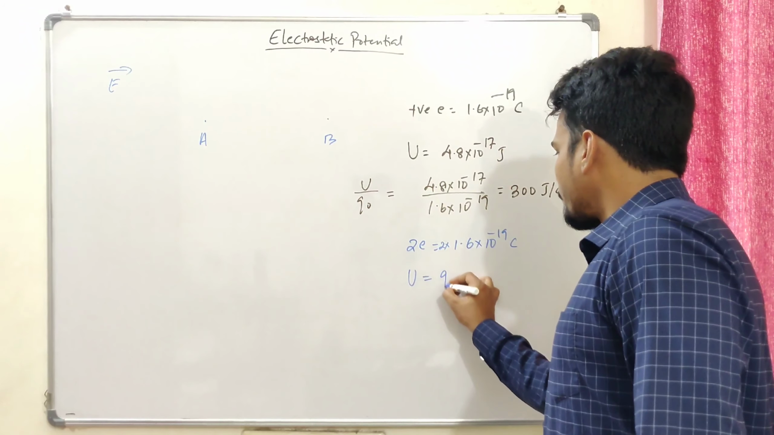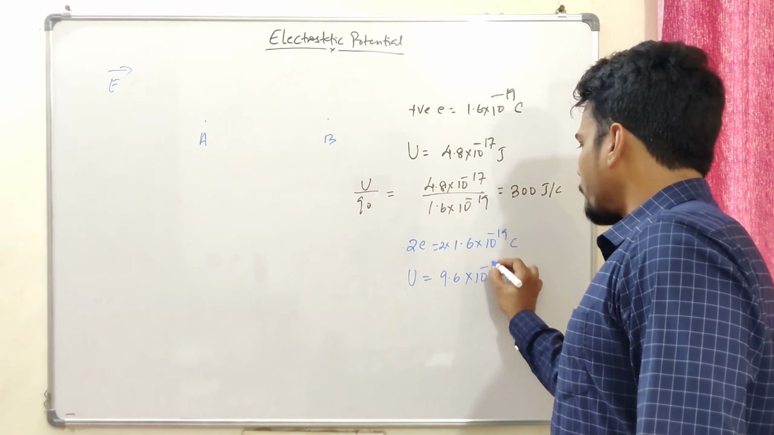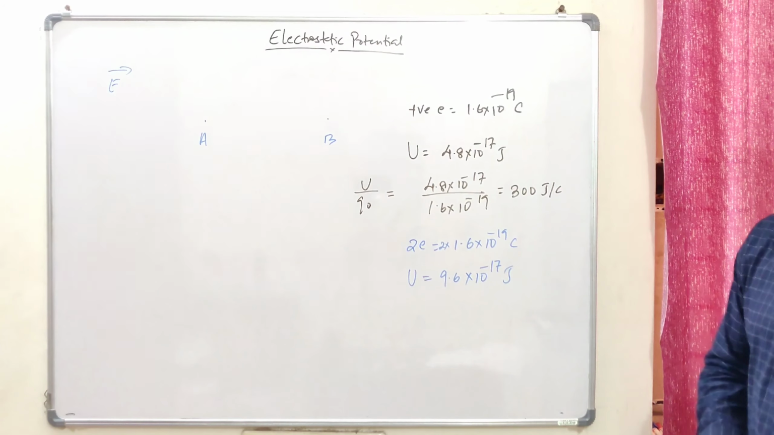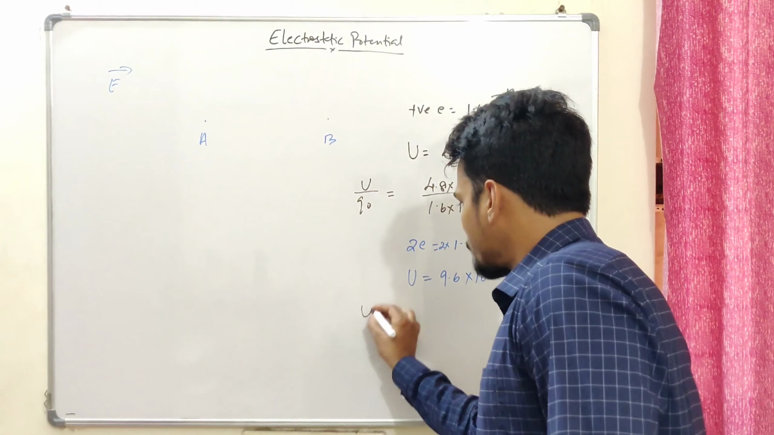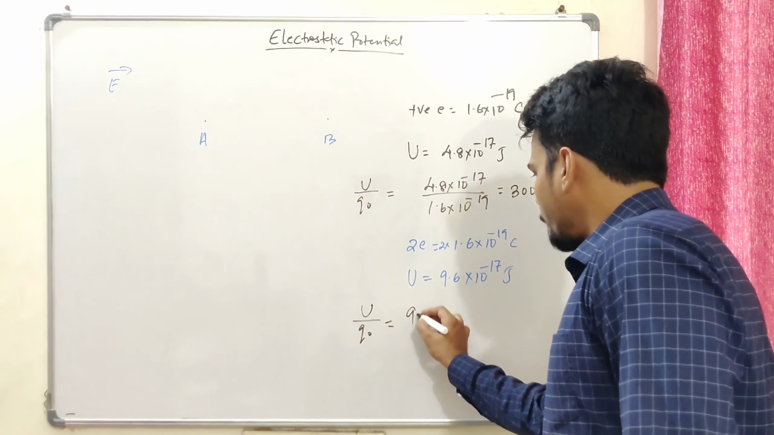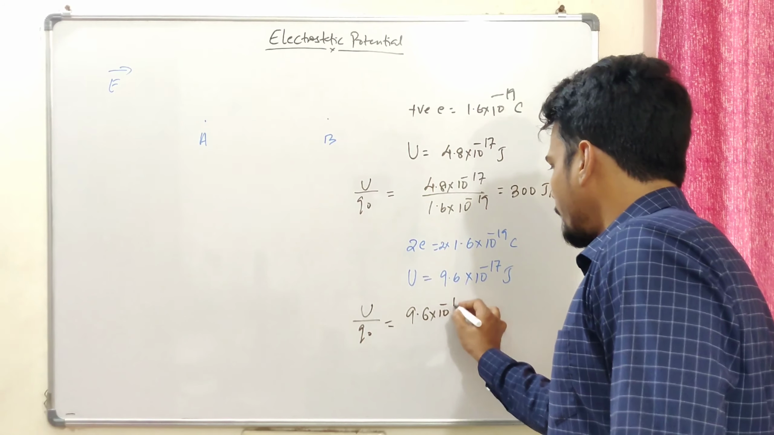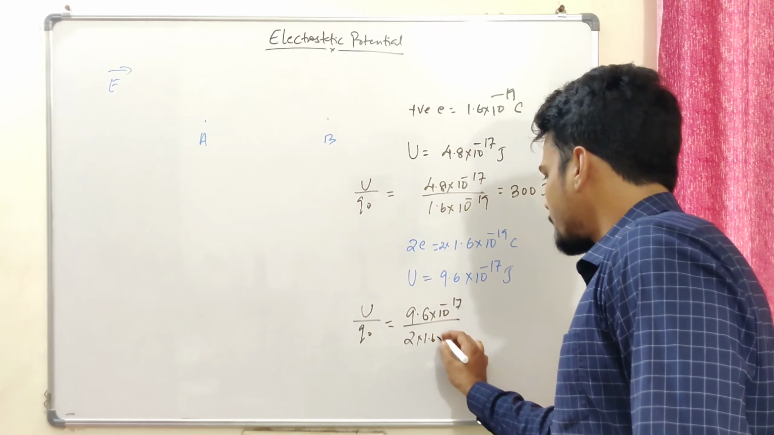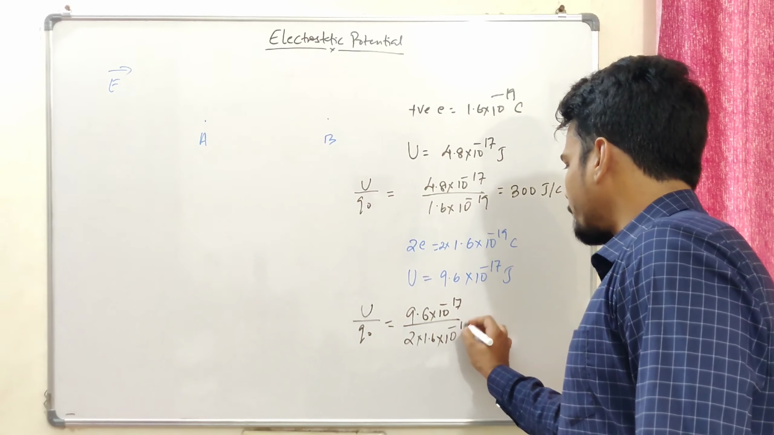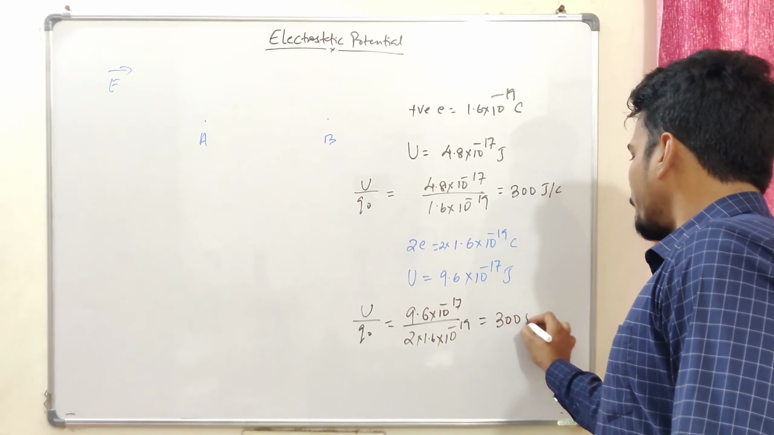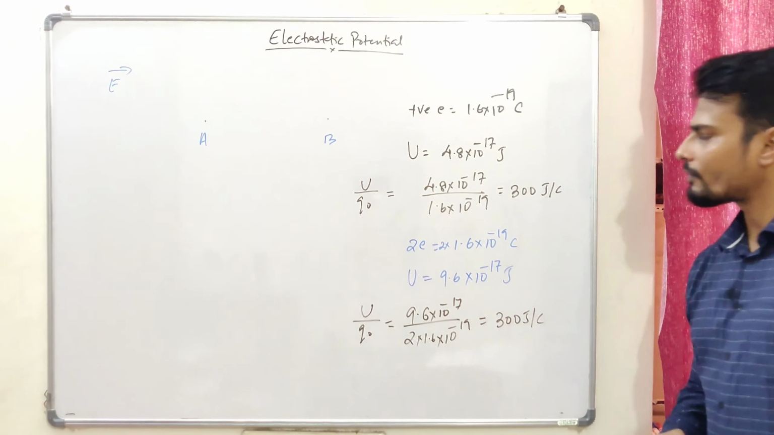That's going to be 9.6 times 10 to the power of minus 17 joule. Let us find the energy per unit charge. Energy per unit charge, well, that's going to be 9.6 times 10 to the power of negative 17 over 2 times 1.6 times 10 to the power of negative 19. Well, it's going to be how much? Again, it's going to be 300 joule per coulomb itself.